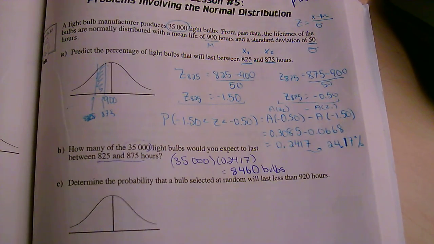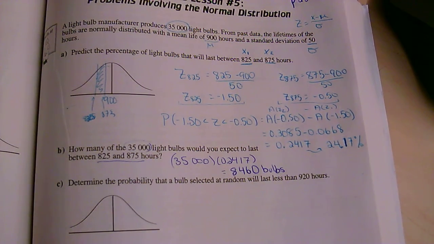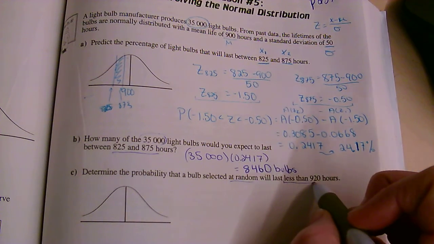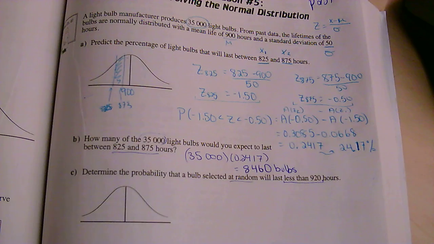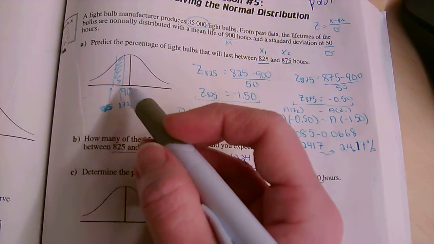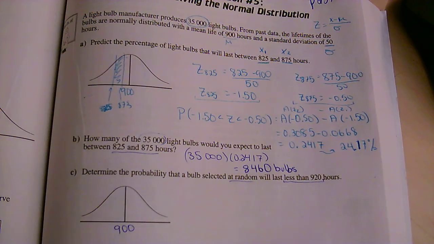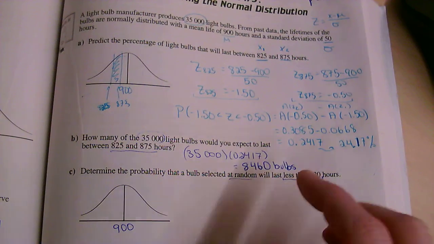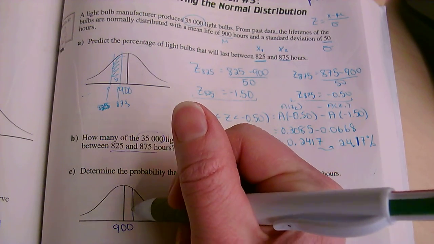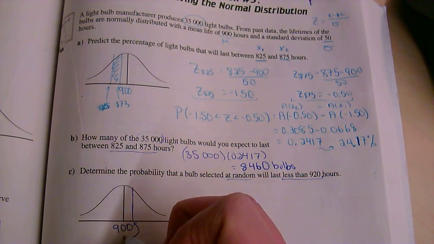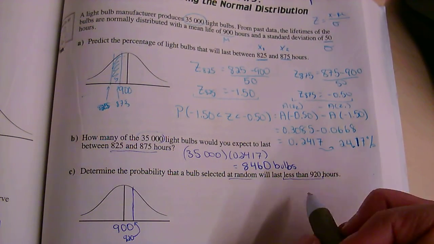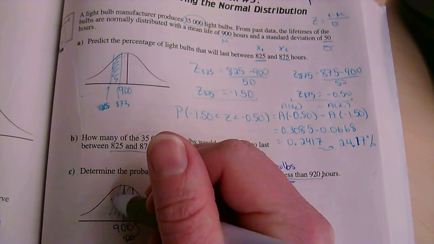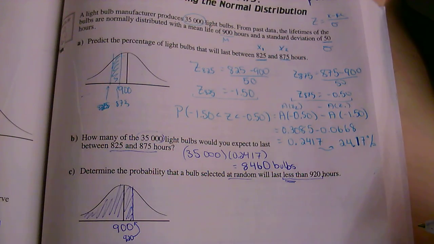Okay? And then the last part of this question, determine the probability that a bulb selected at random will last less than 920 hours. Okay, so first off, we need to remember our mean is 900, okay? And then from there, we're going to place the 920. So if we put that right there is 920, and then the terminology here, less than, so that means that's the area that we're looking for.